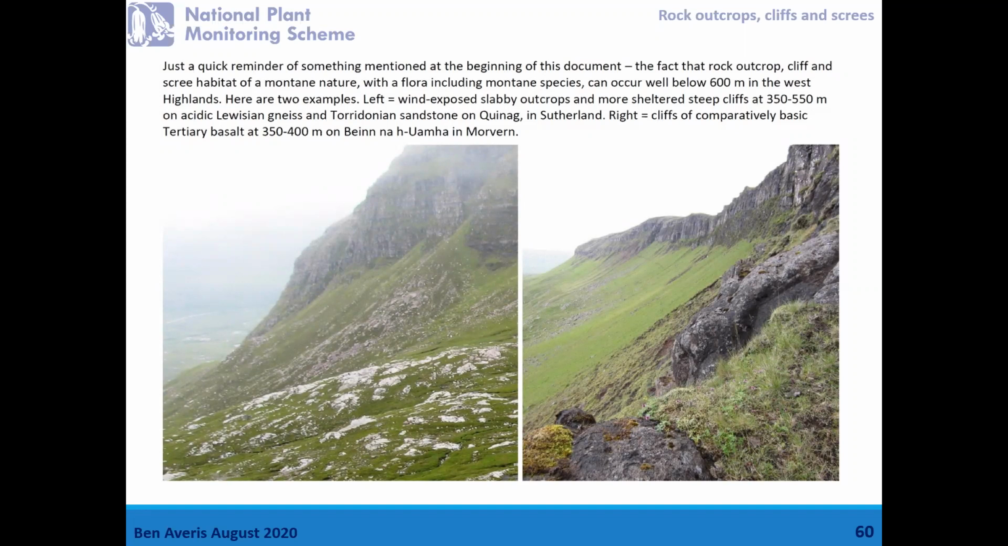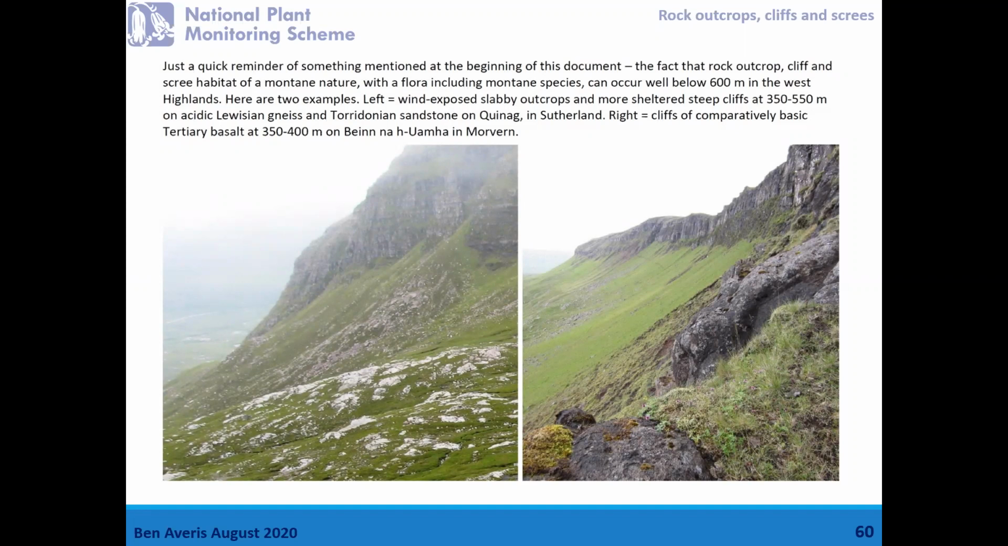The one on the left is more acid, the one on the right is more base rich basalt. But both of them, they're not that high up, but by the time you got to those kind of altitudes in that part of the world, you can be in a pretty severe environment, climatically speaking, and that is reflected in the vegetation. So it's kind of montane, climatically speaking, a montane environment.